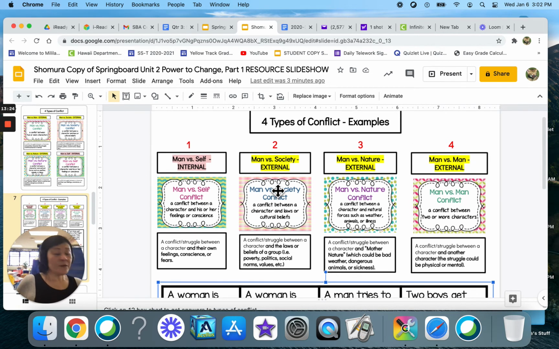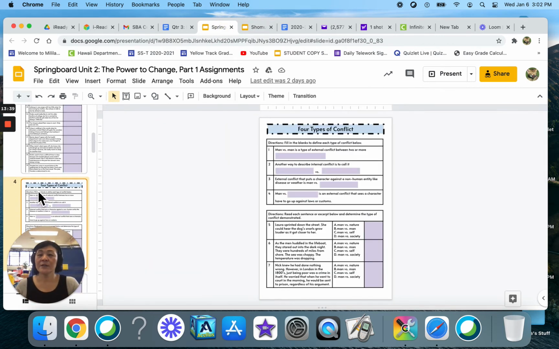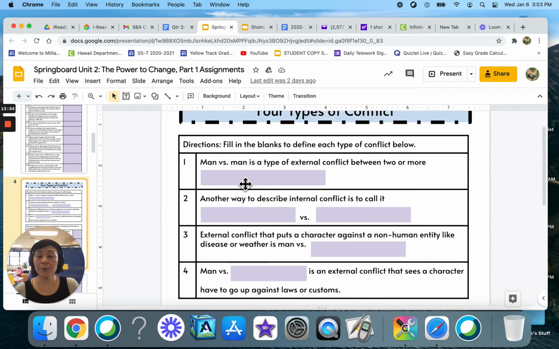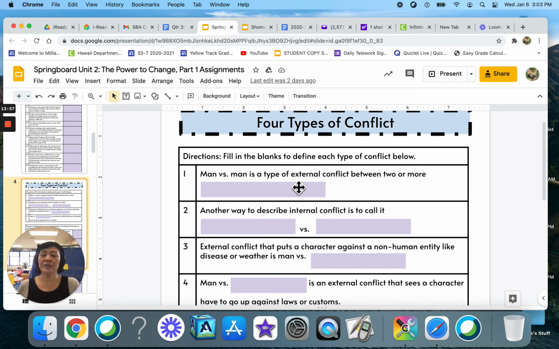Okay? So now you have hopefully written in the correct answers on here. And you have this in your resource. And now you can work on your assignment. Okay? So now you're going to open up your assignment slideshow. And you're going to start on slide 4. And at the top, it says 4 types of conflict. Okay? And you know the routine. You will click on the purple box to type in your answers. So the directions say, fill in the blanks to define each type of conflict below. I would recommend you use your notes.